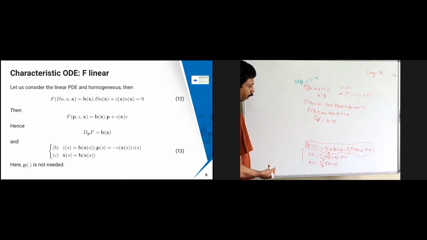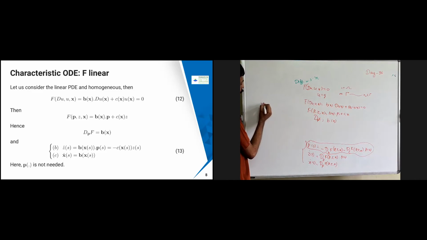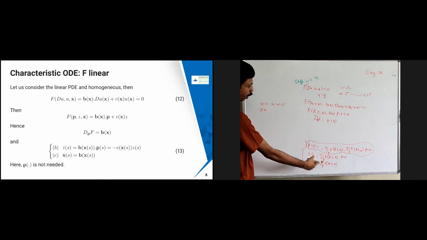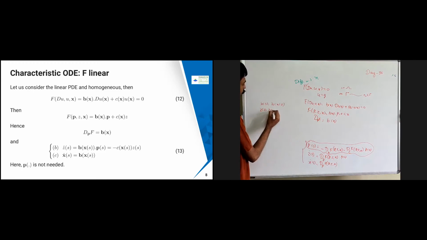In this case, I'm going to get x dot of s becomes d_p of f, which is nothing but b, so b of x of s is going to come, and z dot of s is going to become d_p of f of z, so that is going to be like b of x of s into p of s.